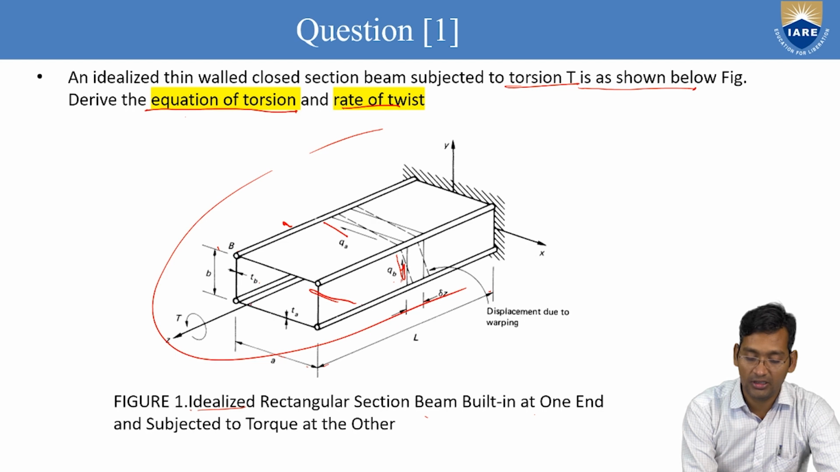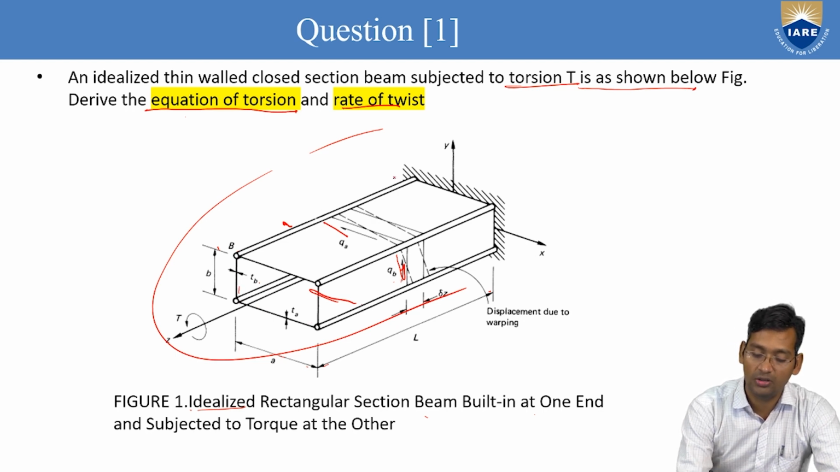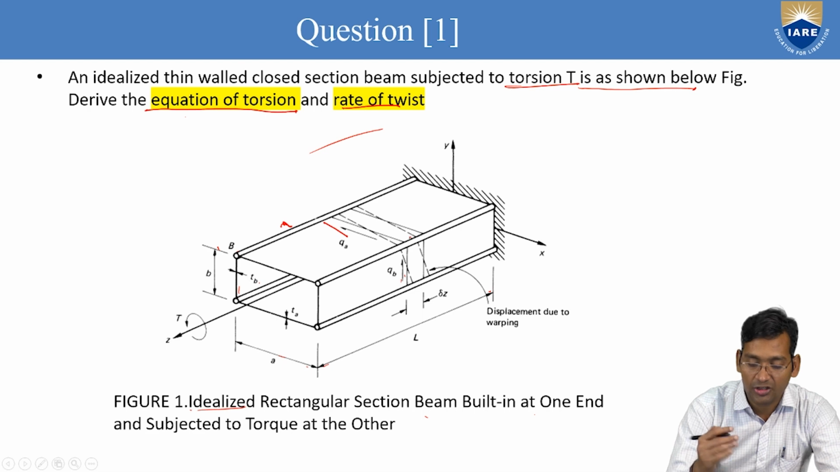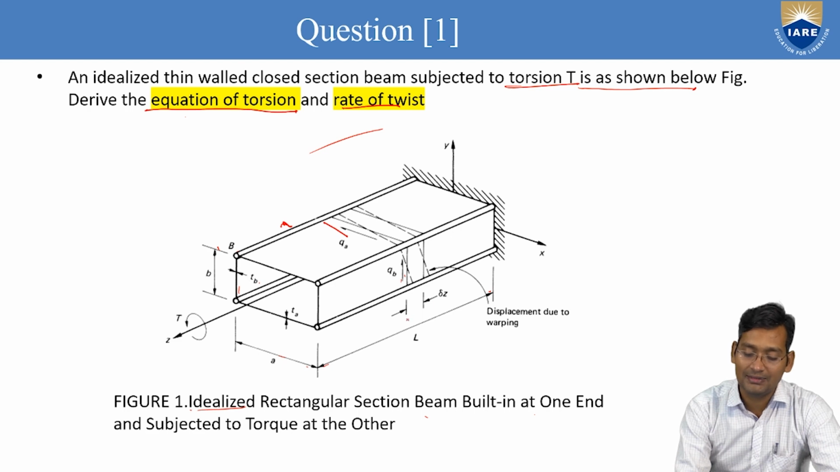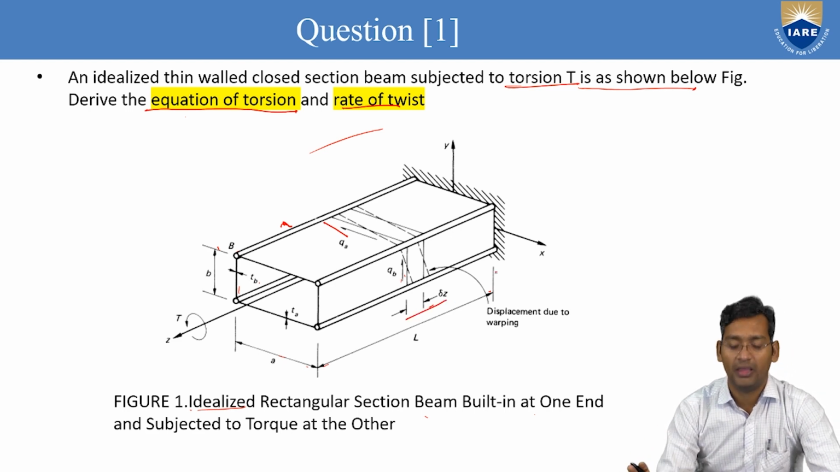That I already explained here: this side has thickness TA, this has thickness TB. This B is a boom area. Shear flow along this is QA, and from below also it will be QA in this direction. For this side it is QB, and for the other side also QB will be there. This cross section after twisting, this part is getting twisted. So just a small element we are finding, as del z. This whole length is given as L, right?